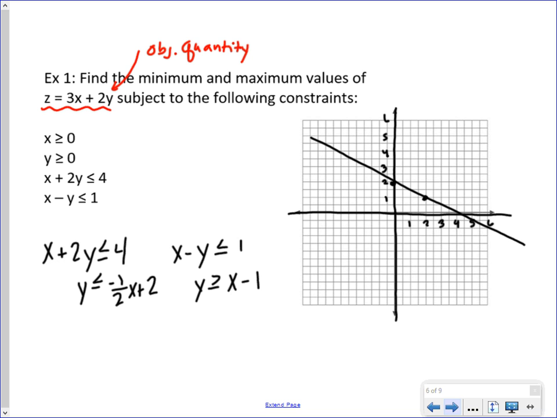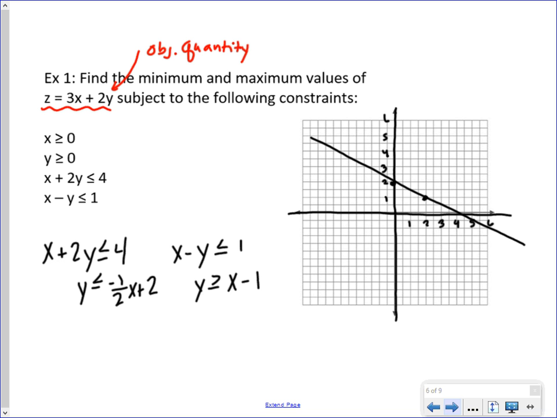Think about where the shading is now. Because this is y is less than, I know that I should shade below the line. So now my shaded area is this right triangle.